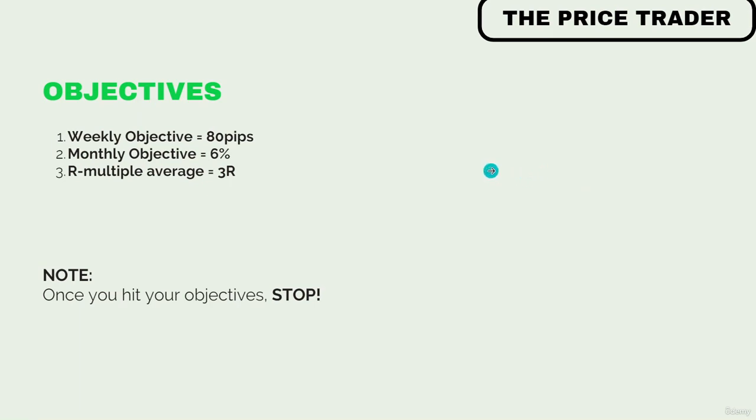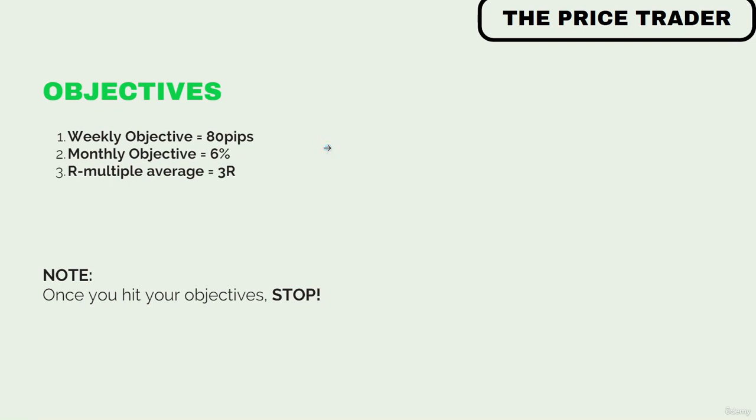So objectives, as we already outlined, but I've used here all the same objectives. The weekly objective you can have, in this example, is 80 pips. But as a beginner, you can start with something smaller and very achievable. You can even do 30 or 50 pips. Between 30 to 50 pips, very achievable. Monthly objective, you can put it as a percentage. Then the R multiple average is 3R.